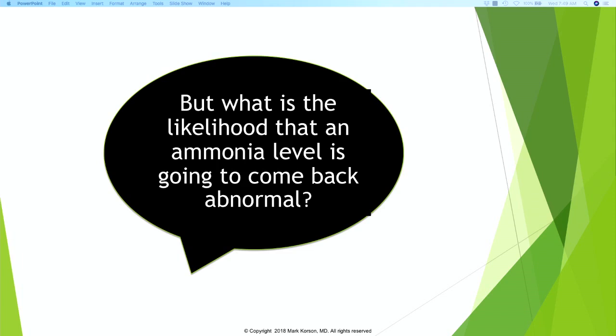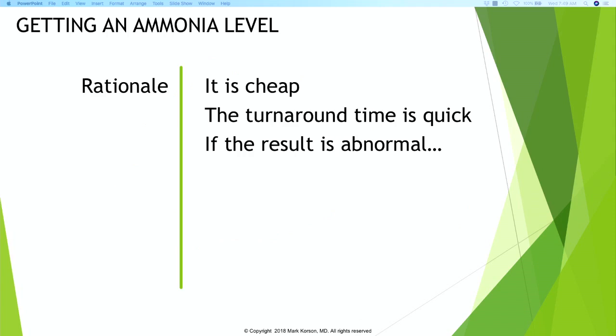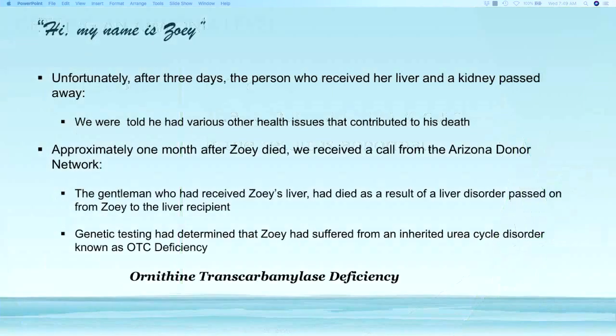So what I would engage you is that an ammonia level is cheap. An ammonia level has a turnaround time of an hour, so it's not going to come back in a week, and if the result is abnormal, it's going to shift your entire diagnostic and therapeutic approach to that patient. So the point being here, get an ammonia level in anybody who has GI symptoms, especially when there is some degree of encephalopathy.